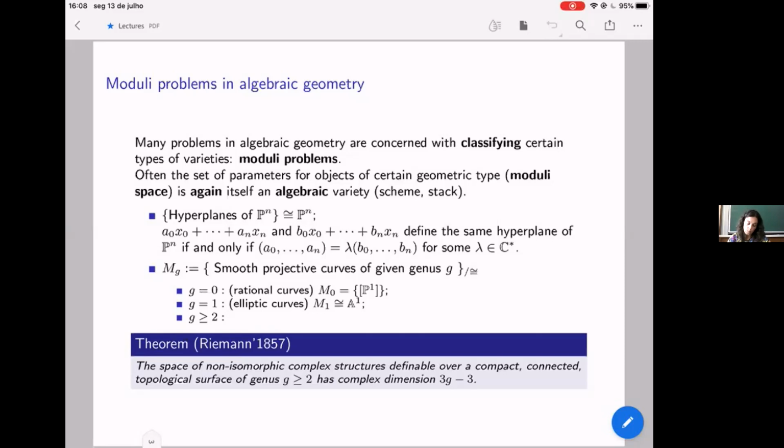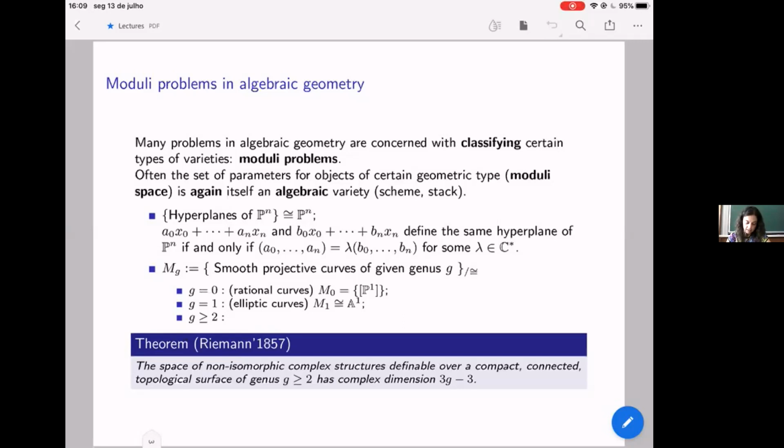So we see that the set of hyperplanes in P^n can be parameterized by P^n itself. This is a way to see this set of algebraic geometric objects as a moduli space. This P^n is usually thought of as the dual projective space. This is the first very easy example of a moduli space that I think all of us saw in our first course of algebraic geometry.